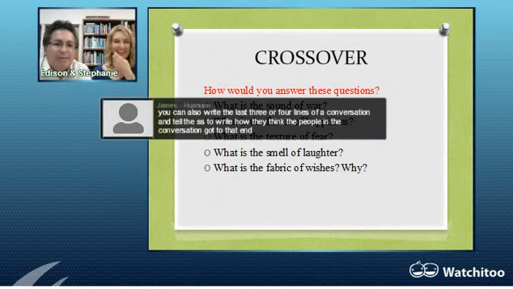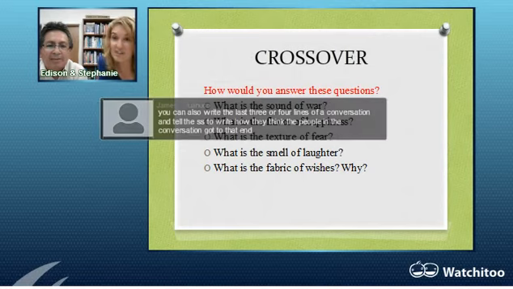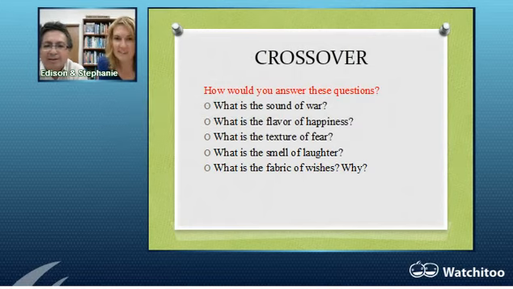Okay, when they say, what is the sound of a word? What is the flavor of a word? You can also write the last 3 or 4 lines of a conversation and tell the student to write how they think the conversation started. Okay. That's a good idea too. Thank you.